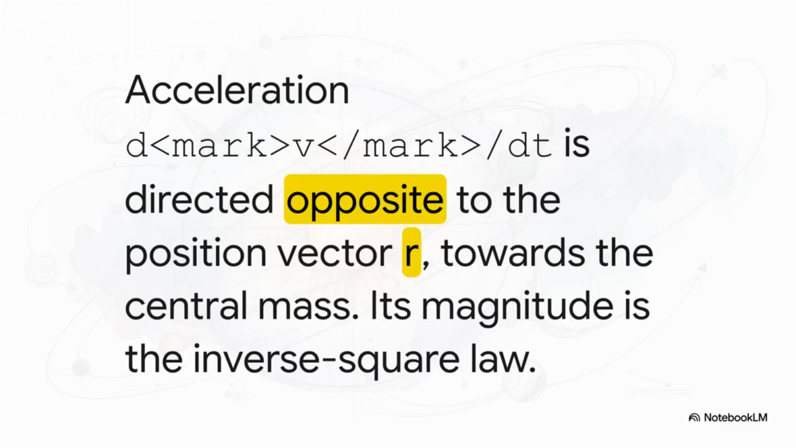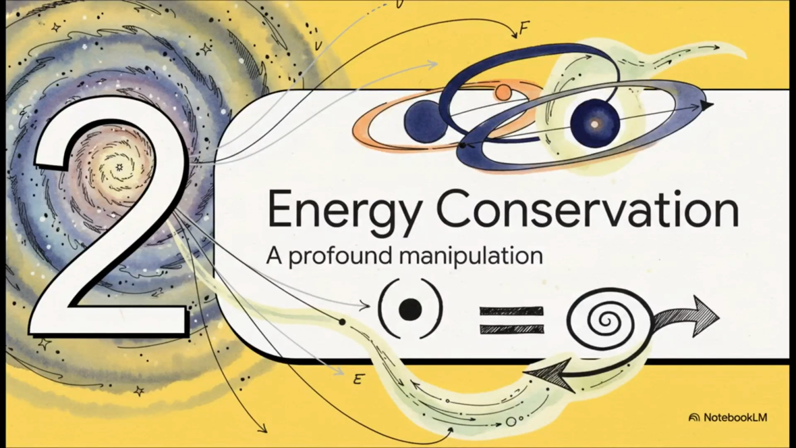The 1 over r squared dependence, because 1/r^3 times the r vector cancels to give 1/r^2, tells us it's an inverse square law. The pull gets weaker the farther away you are. That's it, direction and magnitude. All right, now for a key move. We're going to take this equation of motion and perform a mathematical operation on it that will unlock something incredibly profound.